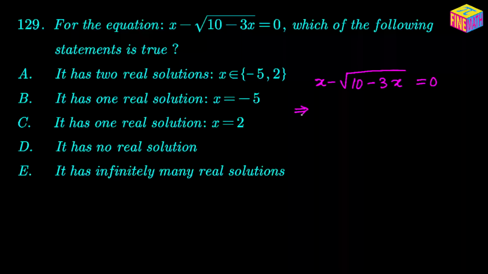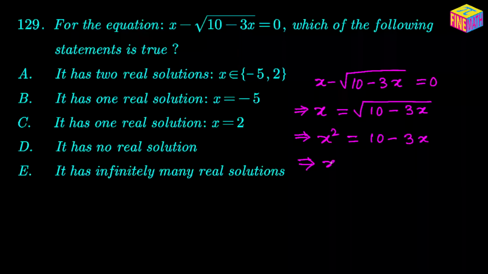And from here, let's keep x on the left hand side and bring the other quantity to the right hand side. So that would be x equals square root of 10 minus 3 times x. And if we square both sides, then it would be x squared on the left hand side is equal to 10 minus 3 times x. And now if we bring everything to the left hand side, that would be x squared plus 3 times x minus 10 is equal to 0.